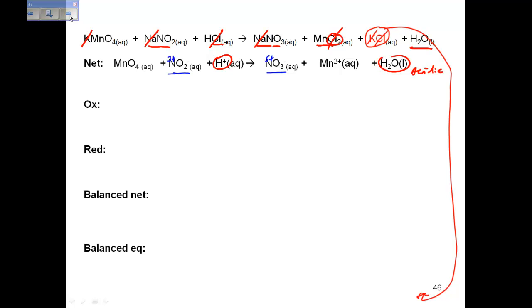It stayed the same charge. All it did was add an oxygen. Therefore, the charge on that nitrogen had to go up by +2 to keep that working. So there is my oxidation. I'll bring that down as my oxidation.